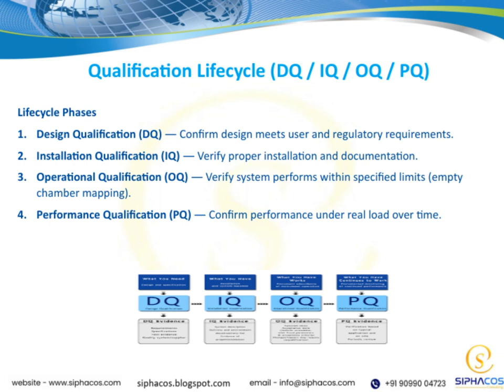Finally, performance qualification, or PQ, is where we confirm that the system consistently performs under real-world conditions over time. This ensures that our equipment maintains its performance during actual use. Connecting all these phases, we see how each step builds upon the previous one to provide confidence that our systems are safe, compliant, and effective throughout their life cycle. This comprehensive approach is fundamental to quality assurance in our industry.